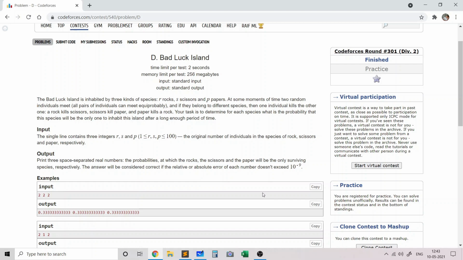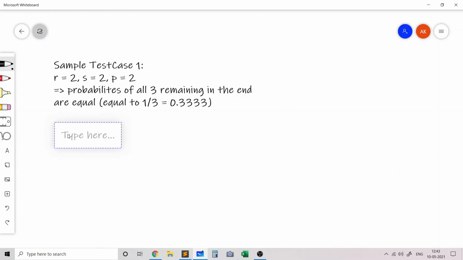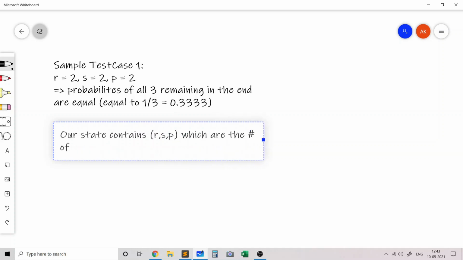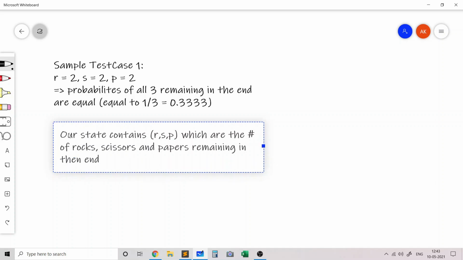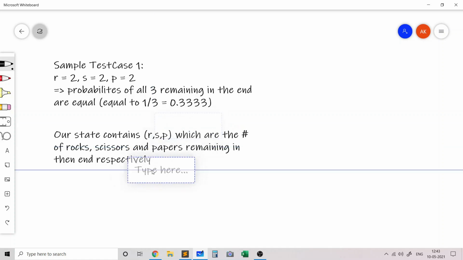So in the full solution, our state should contain R, S and P, which are the number of rocks, scissors and papers remaining. And that's all that we need in our state. Let's look at how the transition would happen.